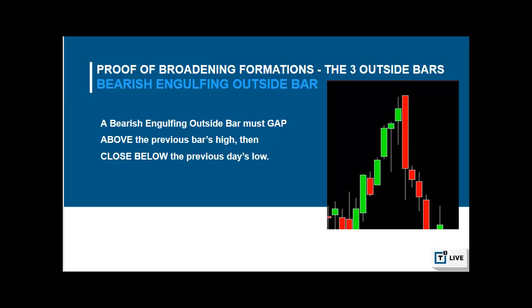Conversely, a bearish engulfing outside bar must gap above the previous high and then close below the previous low. Here, it gaps completely above this bar's range and closes completely below this bar's range. That is bearish engulfing, and it's an outside bar fractal triangle on a shorter term basis.